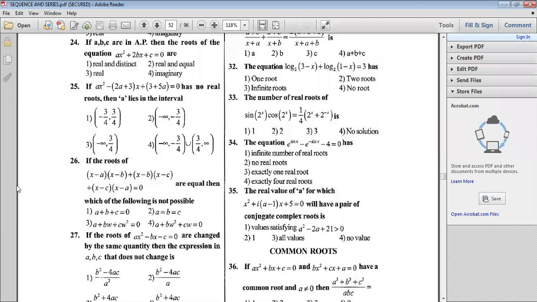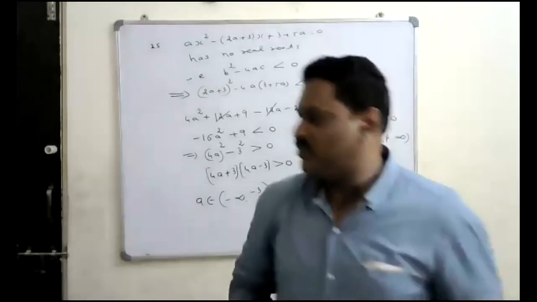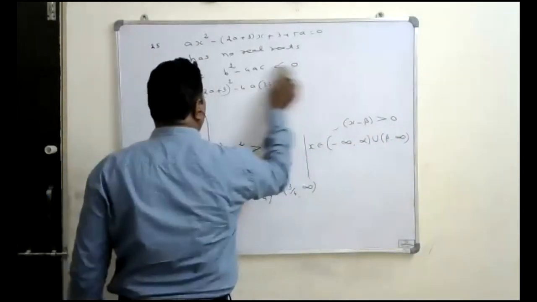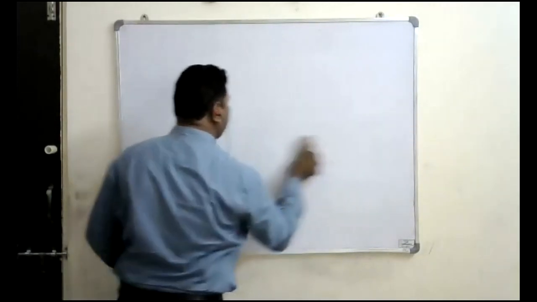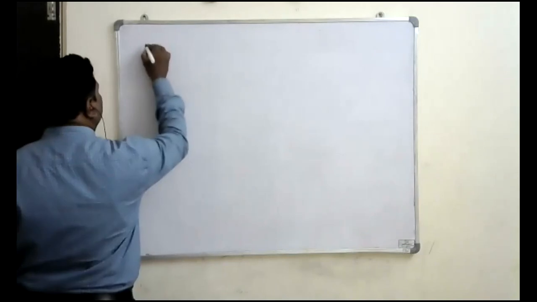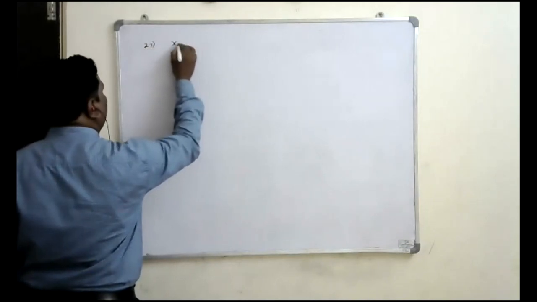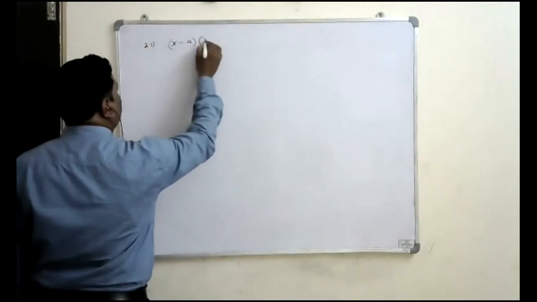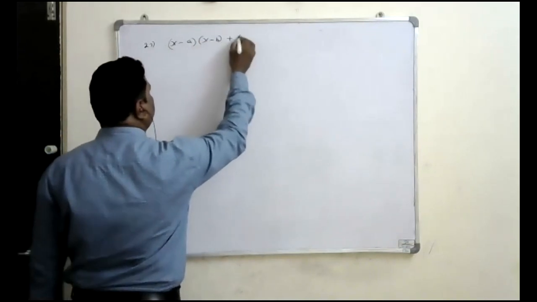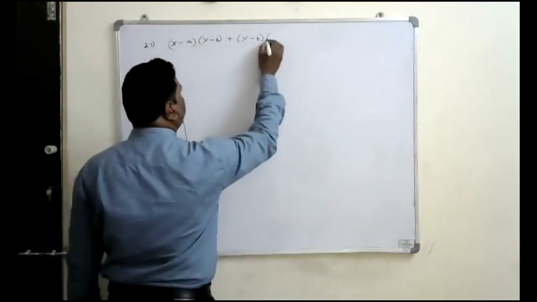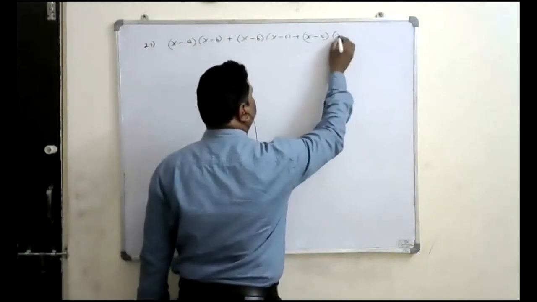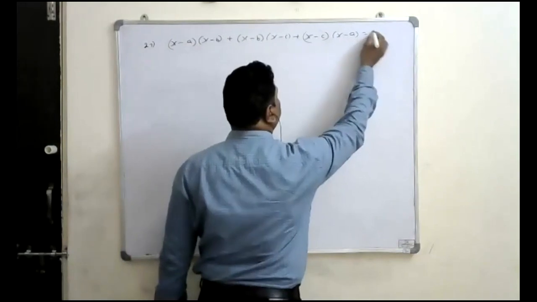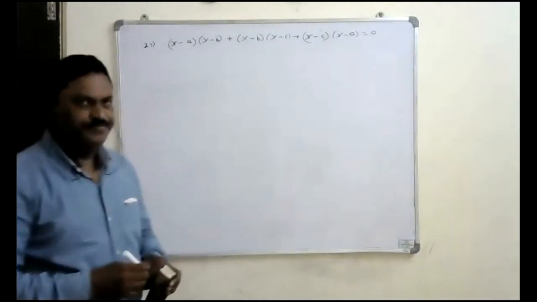The roots of that equation are real. Just observe that. In the last class we have seen that equation. The equation is x minus A into x minus B, plus x minus B into x minus C, plus x minus C into x minus A, is equal to 0. This is the given equation, right?